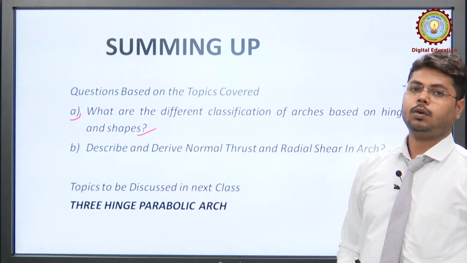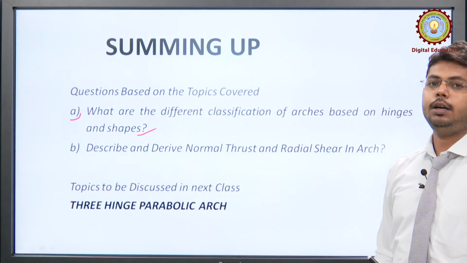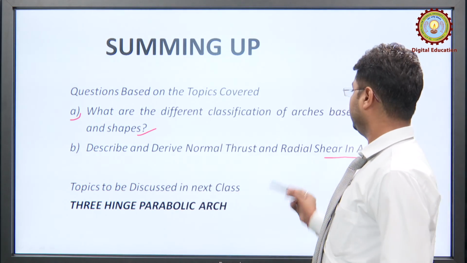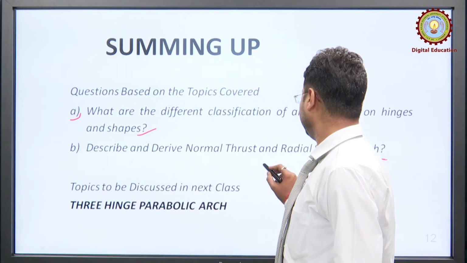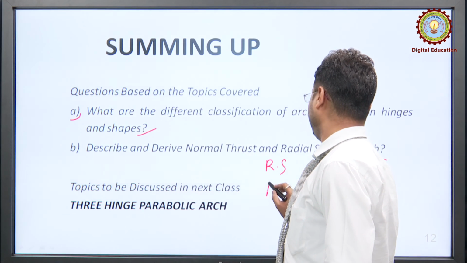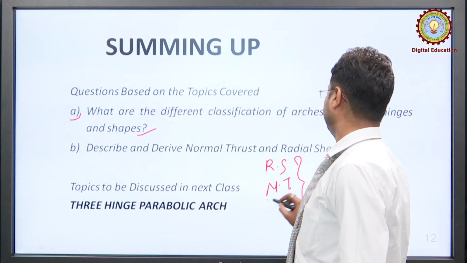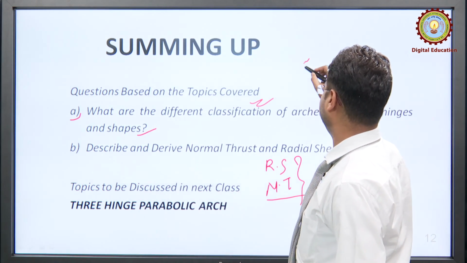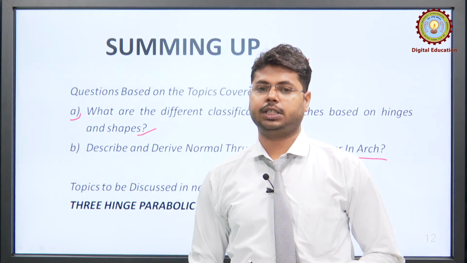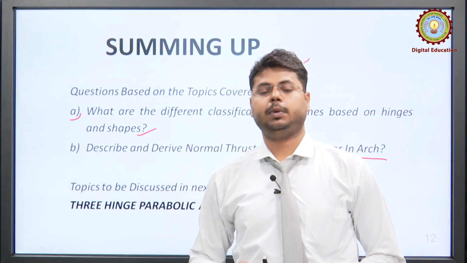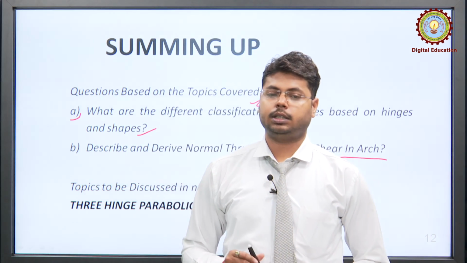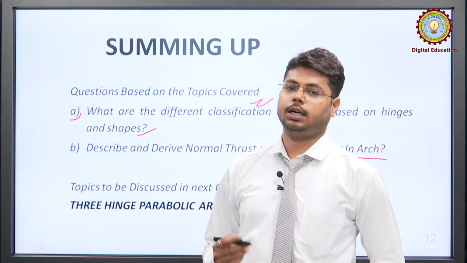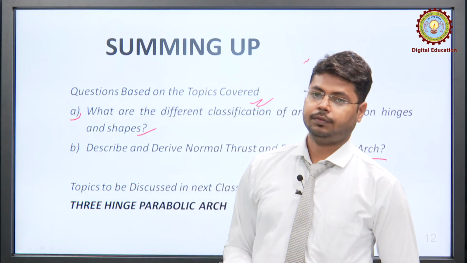Similarly, there is a second question given to you: describe and derive the normal thrust and radial shear in the arches. We just read here radial shear and normal thrust. And what is the different classification? Based on the center, 3 centered, 4 centered, or maybe 1 centered or 2 centered. Similarly for the shape, we saw horseshoe arches, parabolic arches and semi-elliptical arches. That was what we read there.